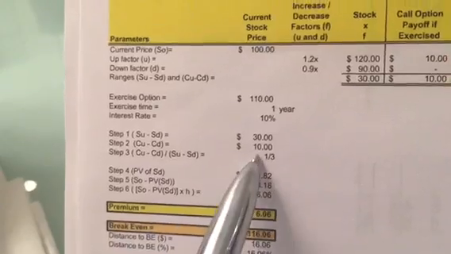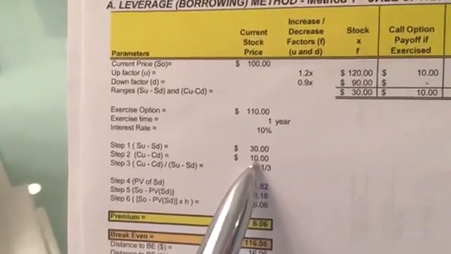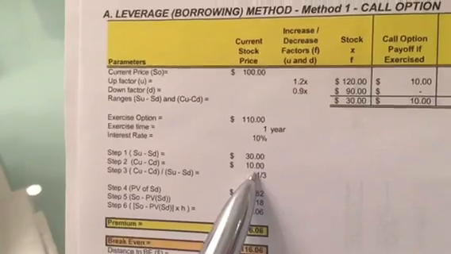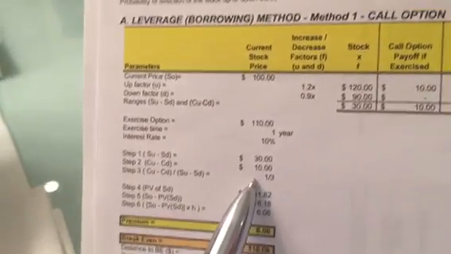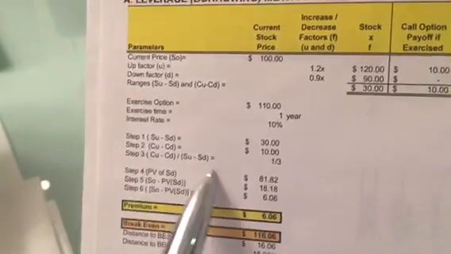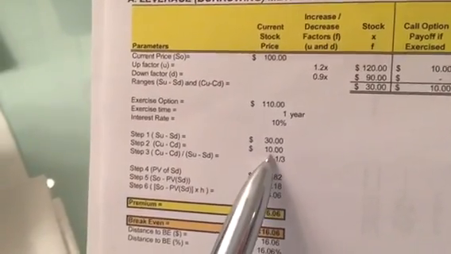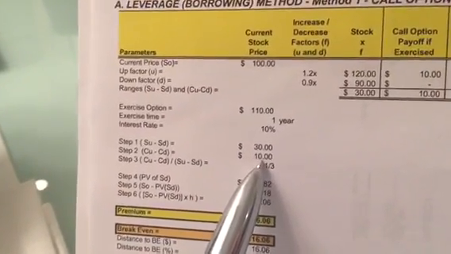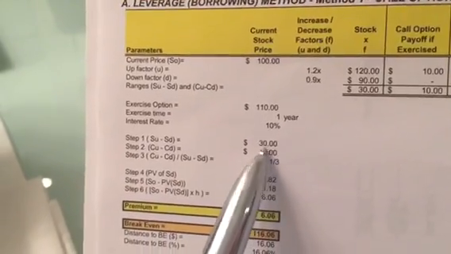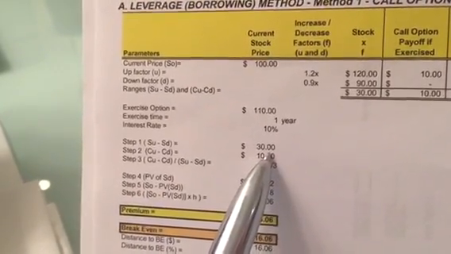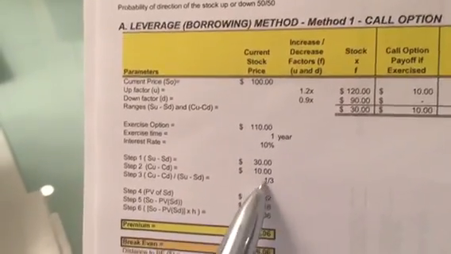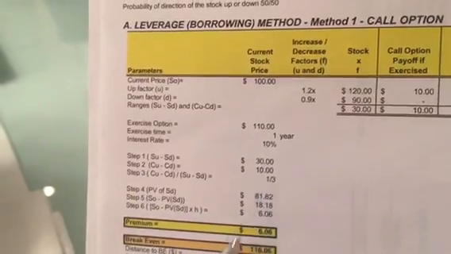So the second step is to find the range of the exercise payoff. So basically 30 and 10. And then you find this little h. The little h actually is taking the range between the call option up and call option down divided by the range of the stock up minus stock down. So 10 divided by 30 is 1/3. So 1/3 is your h.